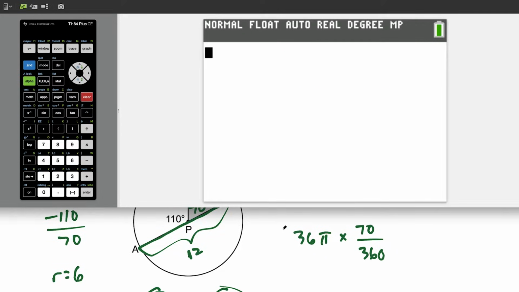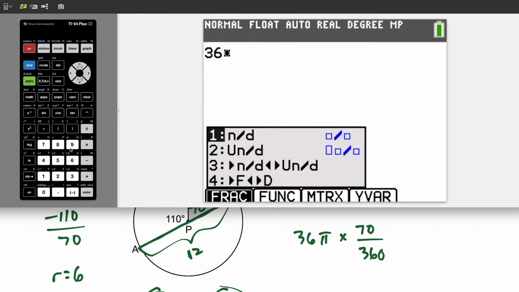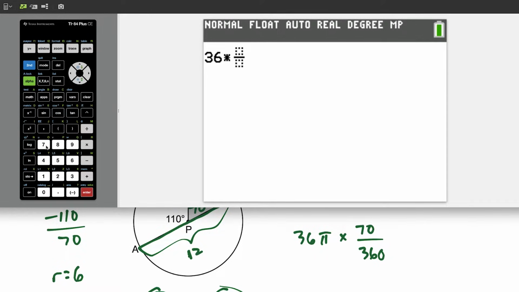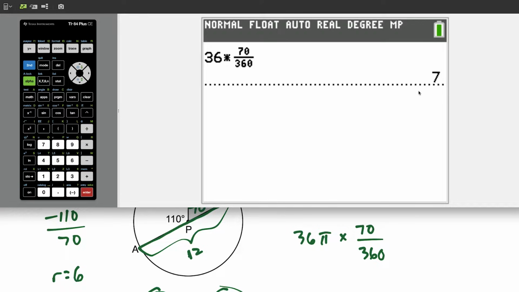Now, since every answer is in terms of pi, I'm going to multiply these numbers together, but I'm going to leave this pi out. So I'm going to do 36 times, and I'm going to press alpha y equals enter to pull up a blank fraction. And I'm typing in here, we have 70 over 360. So we do this and we press enter and notice that we get 7. So this tells us that this will simplify to 7 pi.